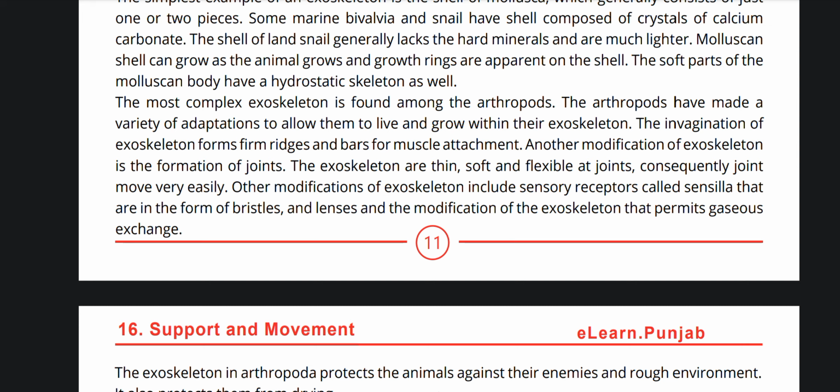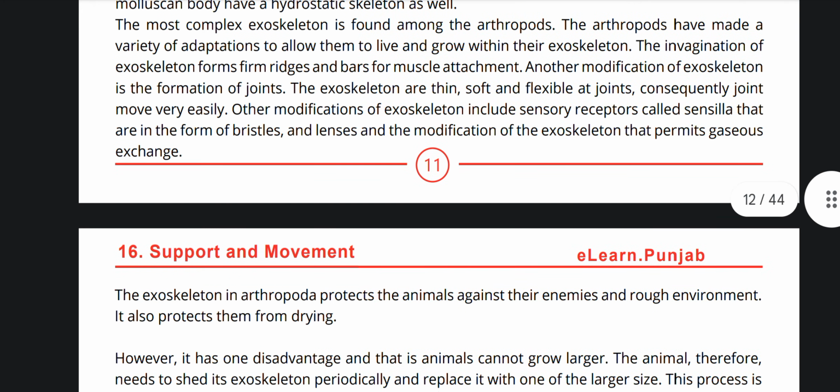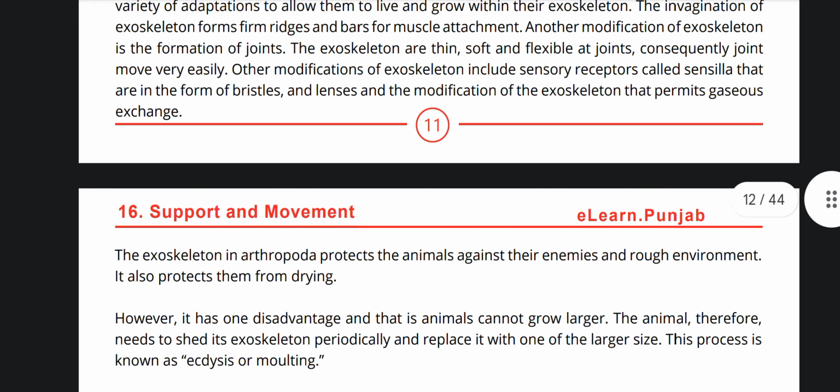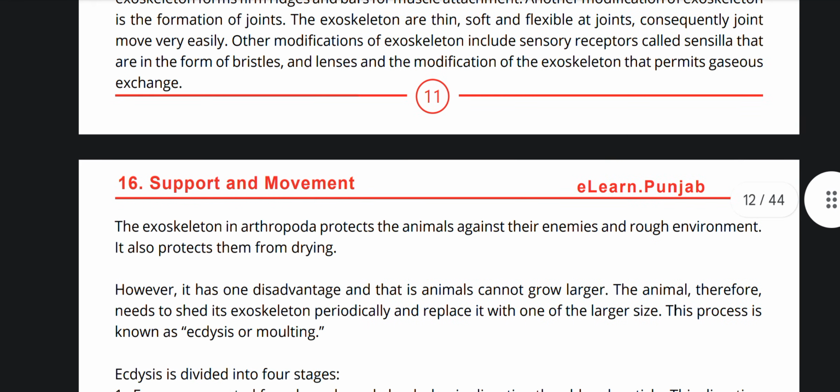The most complex exoskeleton is found among the arthropods. The arthropods have made a variety of adaptations to allow them to live and grow within their exoskeleton. The invagination of exoskeleton forms ridges and bars for muscle attachment. Another modification of exoskeleton is the formation of joint. The exoskeleton is thin, soft and flexible at joints. Consequently, joints move very easily.